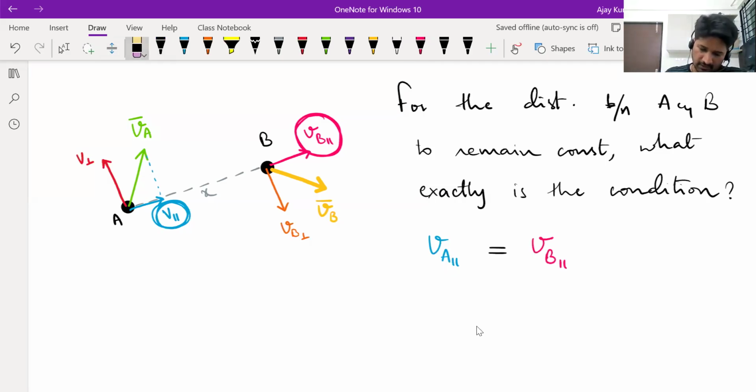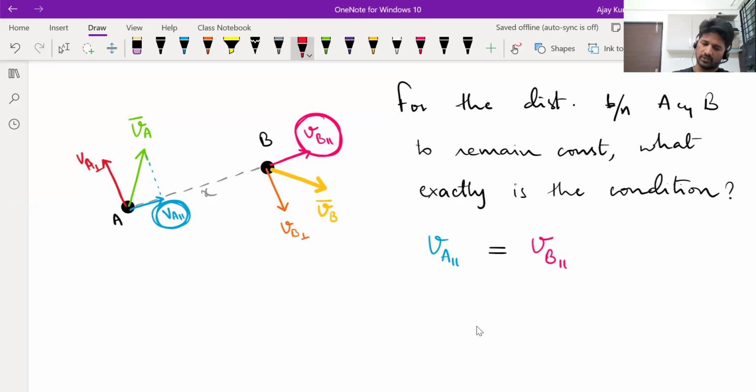I'll write them as A parallel and B parallel, A perpendicular. So their actual velocities could be in any directions. They could have any magnitude. The only thing that must be common to both of them for the distance between them to remain the same is that the component of A's velocity along the line connecting them should be equal to the component of B's velocity along the line connecting them. If that is ensured, then the distance between them will remain fixed.